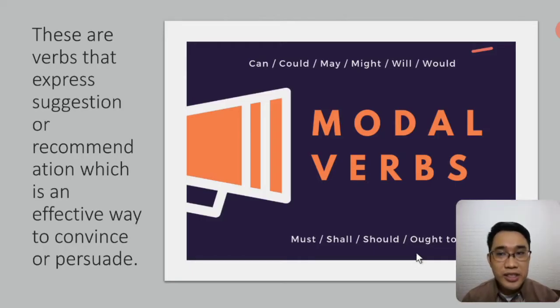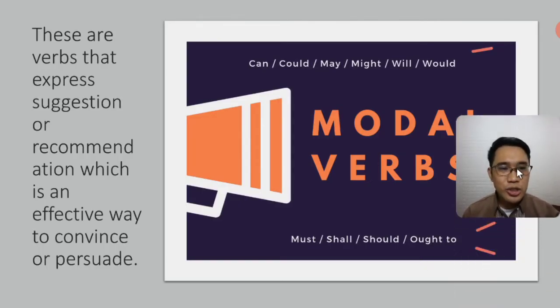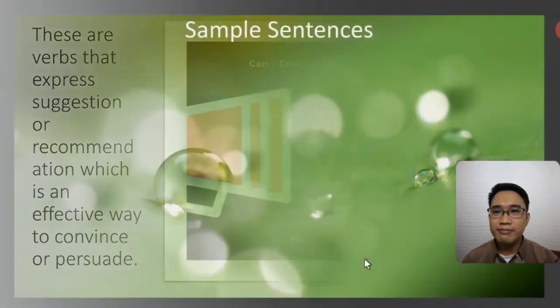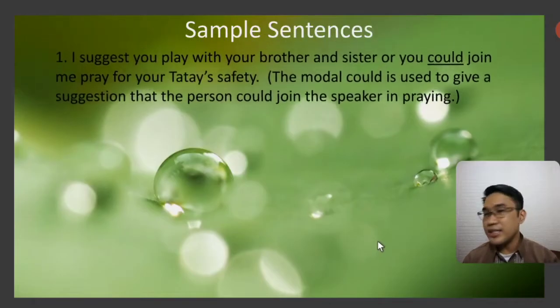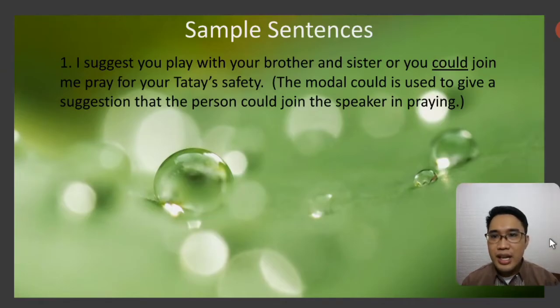These are verbs that express suggestion or recommendation, which is an effective way to convince or persuade. Again, modal verbs are types of verbs that help to show or express suggestion or recommendation. Examples of modal verbs are can, could, may, might, will, would, must, shall, should, and ought to. Here are our sample sentences.